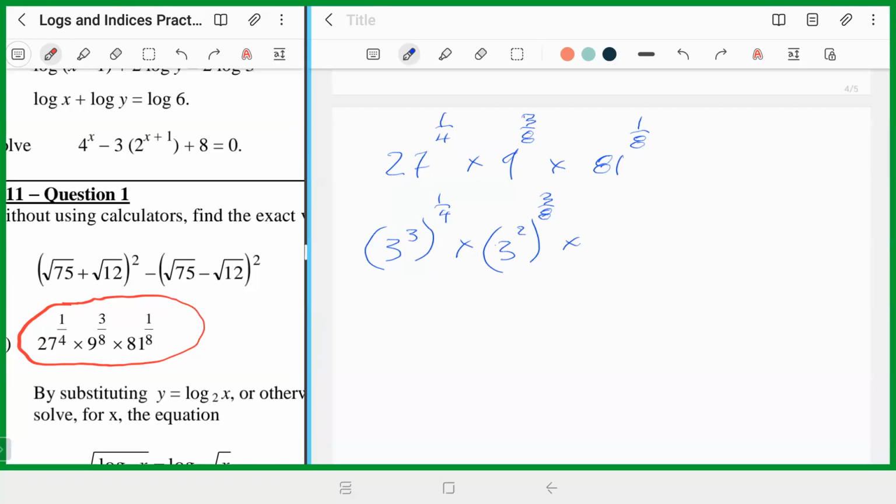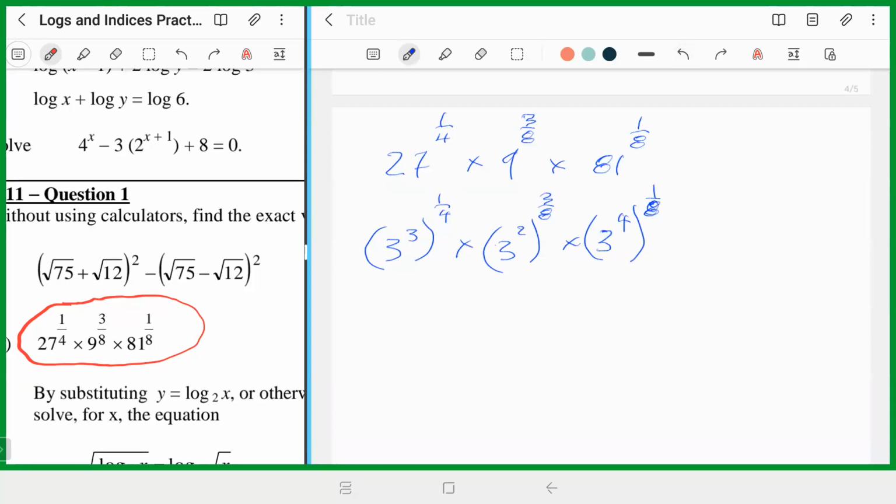That's 3 times 3 is 9, another 3 times 3 is 9, 9 times 9 is 81. So this is 3 to the 4th power to the 1 over 8. So everything is now base 3. Here I'm going to multiply these powers.